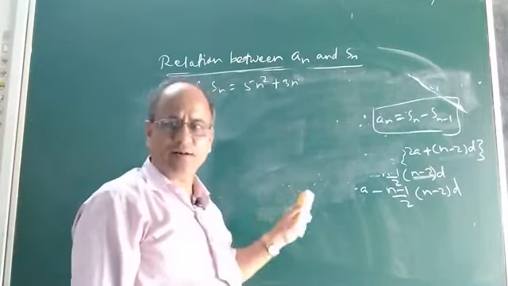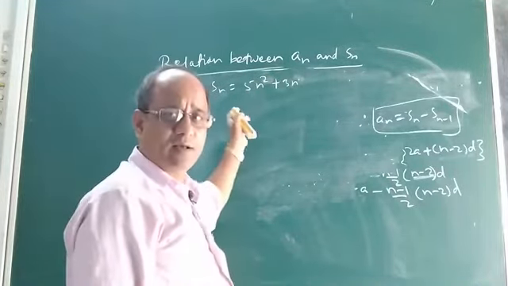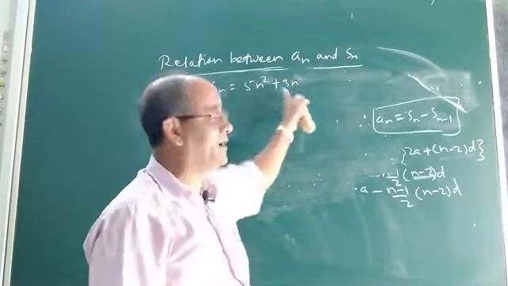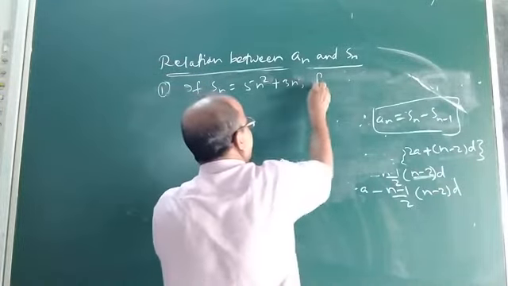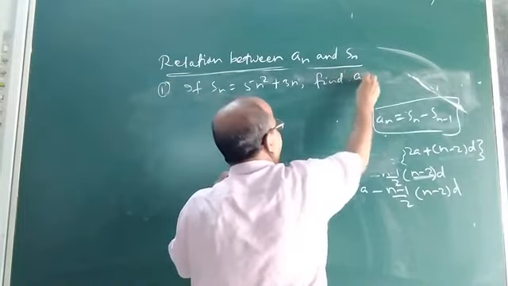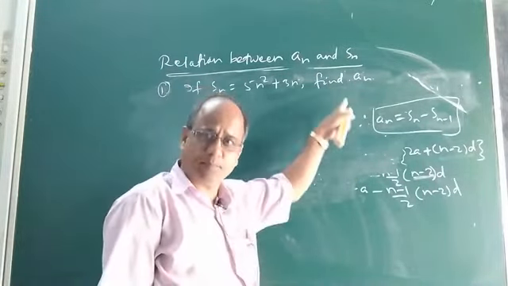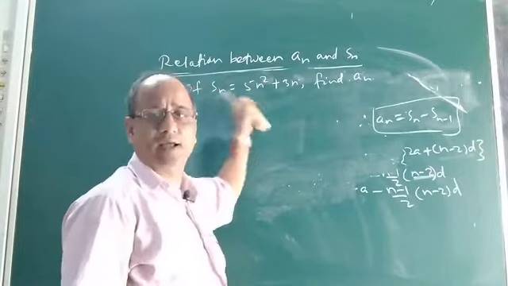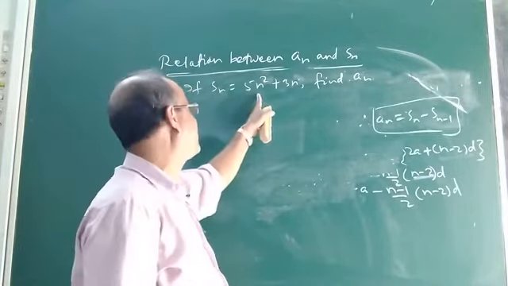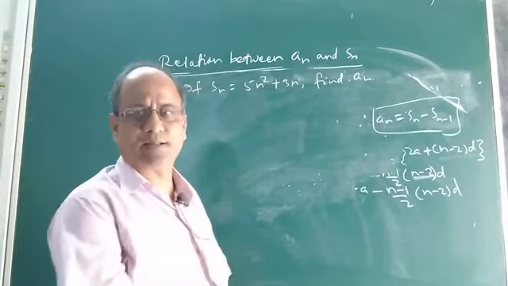Suppose you are given the sum of first n terms of an AP is given by this expression. Find its general term. The question is to find An. How to find the general term or nth term of the AP whose sum of first n terms is given by the expression 5n square plus 3n? It is very simple, children.